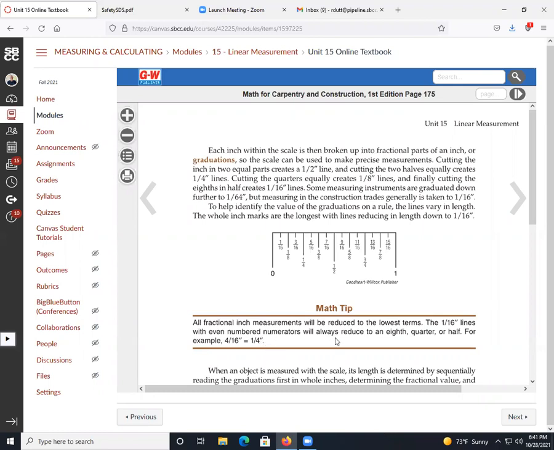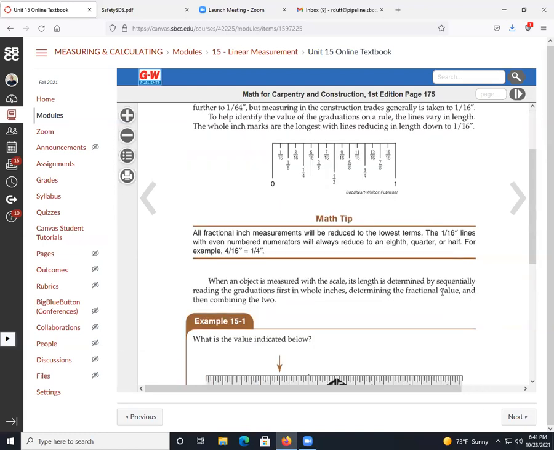All fractional inch measurements will reduce to the lowest terms. For instance, the 16th inch lines with even numbered numerators will always reduce to an 1/8, quarter, or half if they can. So you will never write a fraction like 4/16. You just won't. Just like you won't write 8/16, you won't write 12/16. You will reduce it. Because even though you'll be right, even though 12/16 is 3/4, somebody should be like, oh yeah, did you mean 3/4?